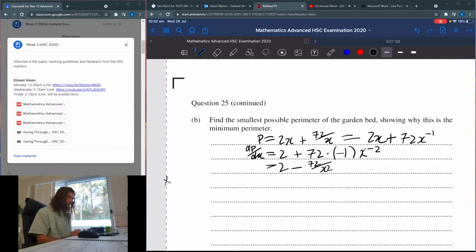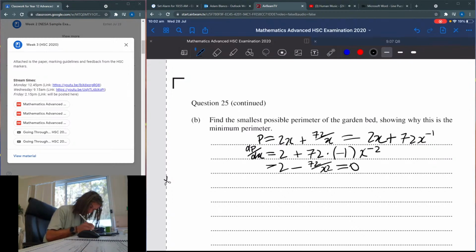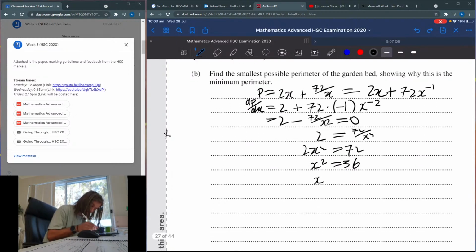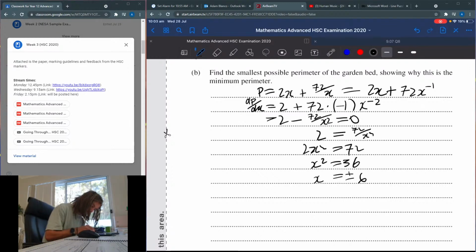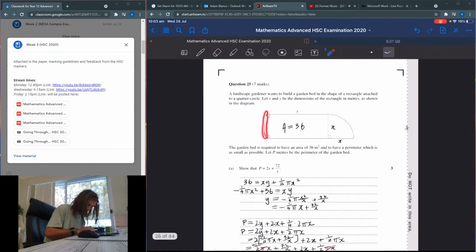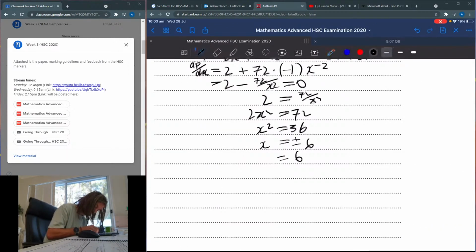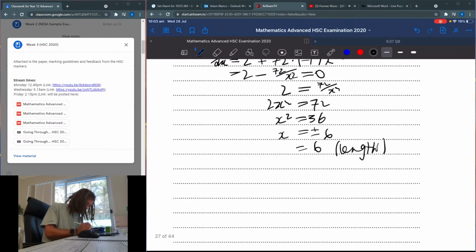Now, set this equal to 0, so that's 2 equals 72 on x squared, 2x squared equals 72, x squared equals 36, x equals plus or minus 6. I say that this has to equal 6 because x is a length, and if that was minus 6, that wouldn't make any sense. So, length. Okay, I found a stationary point at 6. Now I've got to determine its nature.